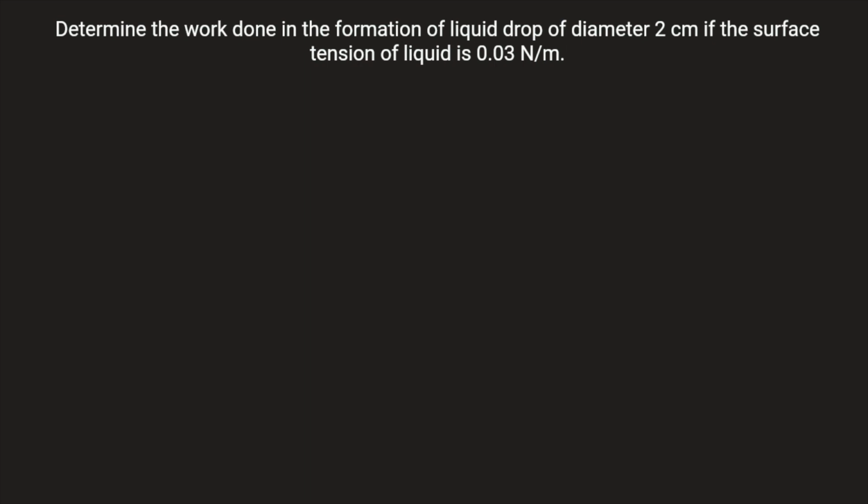Question number 3. Determine the work done in the formation of a liquid drop of diameter 2 cm if the surface tension of the liquid is 0.03 Newton per meter. In order to answer this question, we are going to choose the correct formula to use. You were asked to calculate the work done. So work is equivalent to the increase in the surface area times the surface tension. Because this is a liquid drop, the increase in surface area is equivalent to 4 pi r square. So your r square should be r final square minus r initial square, times your surface tension.